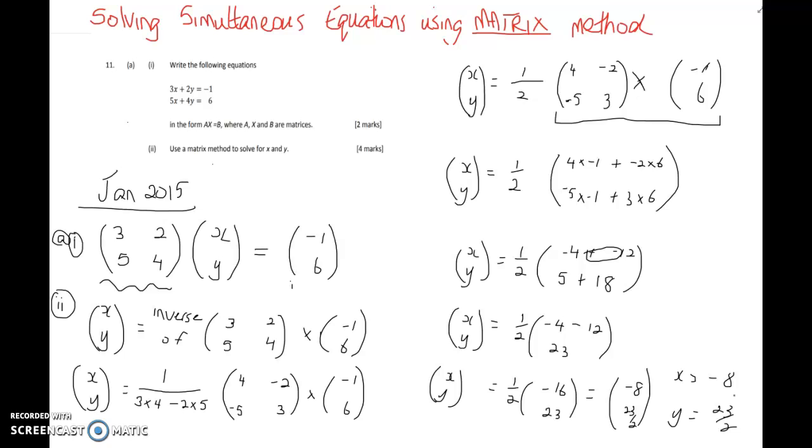And that's it. So you may need to recap how to multiply matrices and find the inverse, but the method is the same for all solving of simultaneous equations using the matrix method. So go over the video step by step and try other questions.